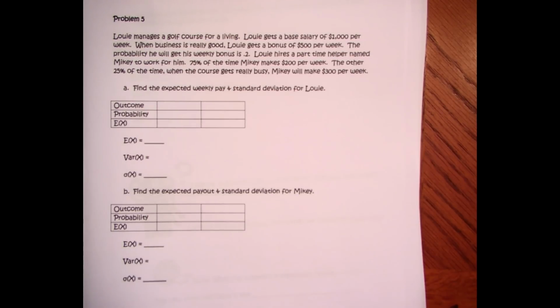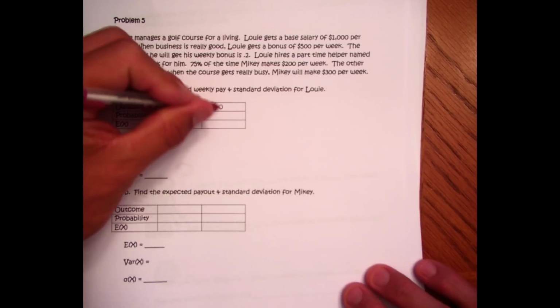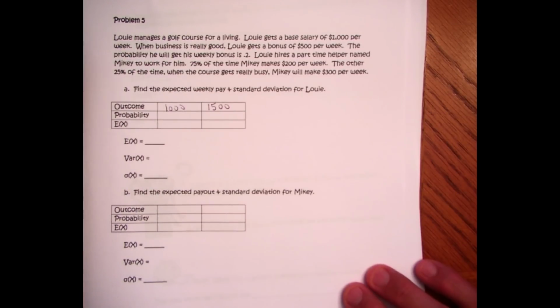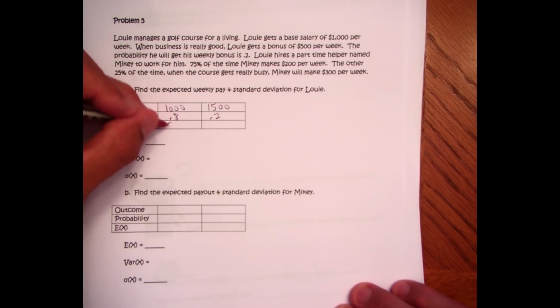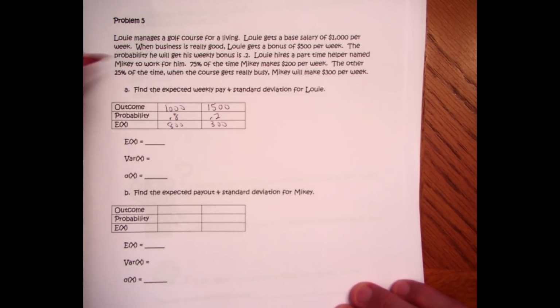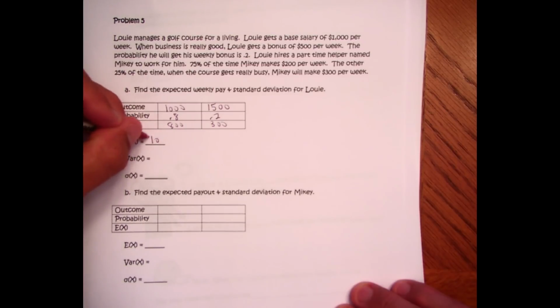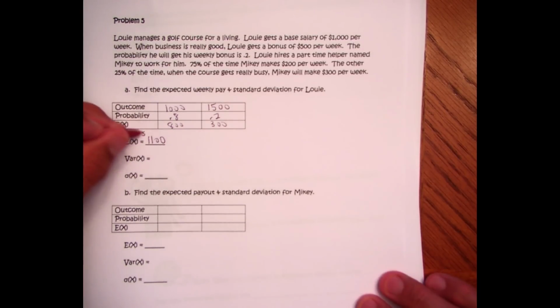Okay, so we have to find the expected value for Louis. Louis can make $1,000 or he can make $1,500. 80% of the time he makes $1,000, and 20% of the time he makes $1,500. So this is 800 and this is 300. So 800 plus 300 is 1,100. So on average he'll make $1,100.